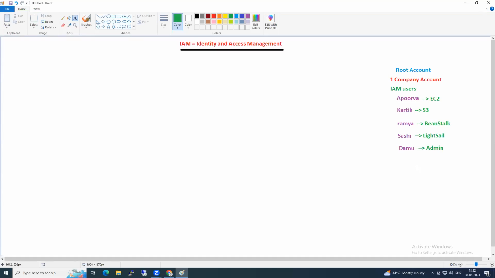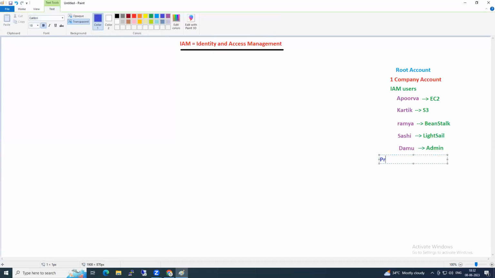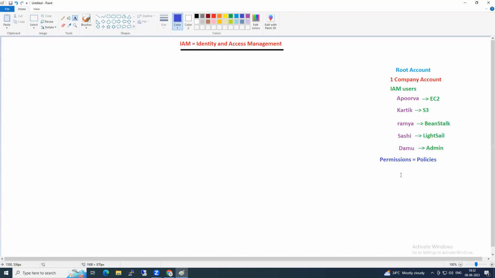So what we can do is create the IAM users and give them permissions. Permissions are nothing but policies. Can I say permissions is nothing but policies only? Yes, permissions and policies both are the same. Permissions is equal to policies. What these policies are, we'll talk about when we go a little deeper.